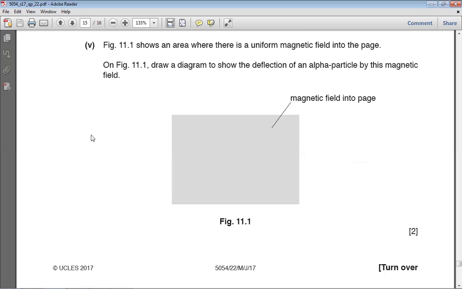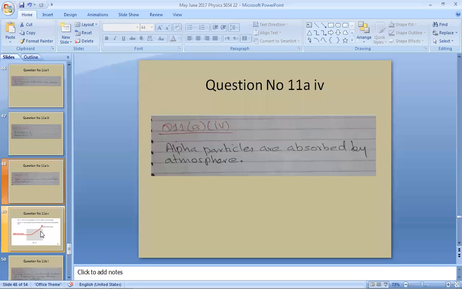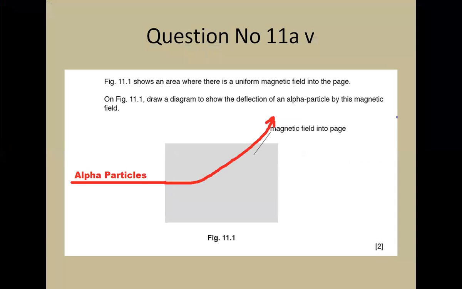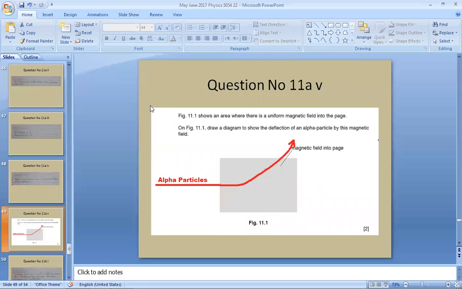Okay, so this is question number 11A and its fifth part. On your screen, I have shown the alpha particles, and this is how they will be deflected in the upward direction. I have used Fleming's left hand rule to find in which direction the alpha particles will be deflected when they enter this magnetic field, which is into the page. Hopefully you understand how I have used Fleming's left hand rule to find the direction of the deflection. So that is question number 11A, fifth part.